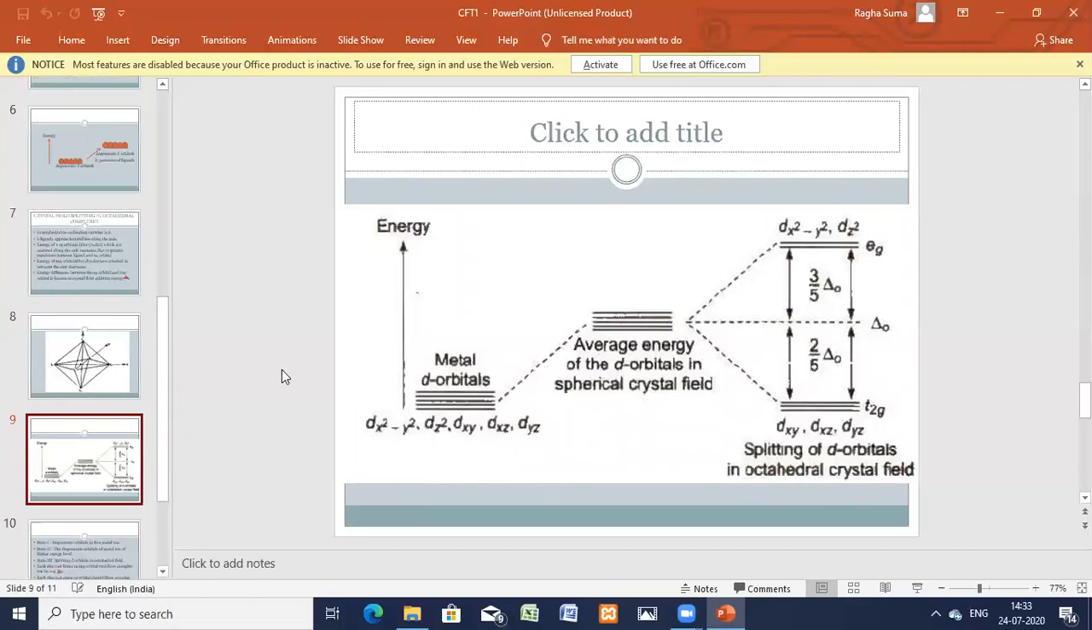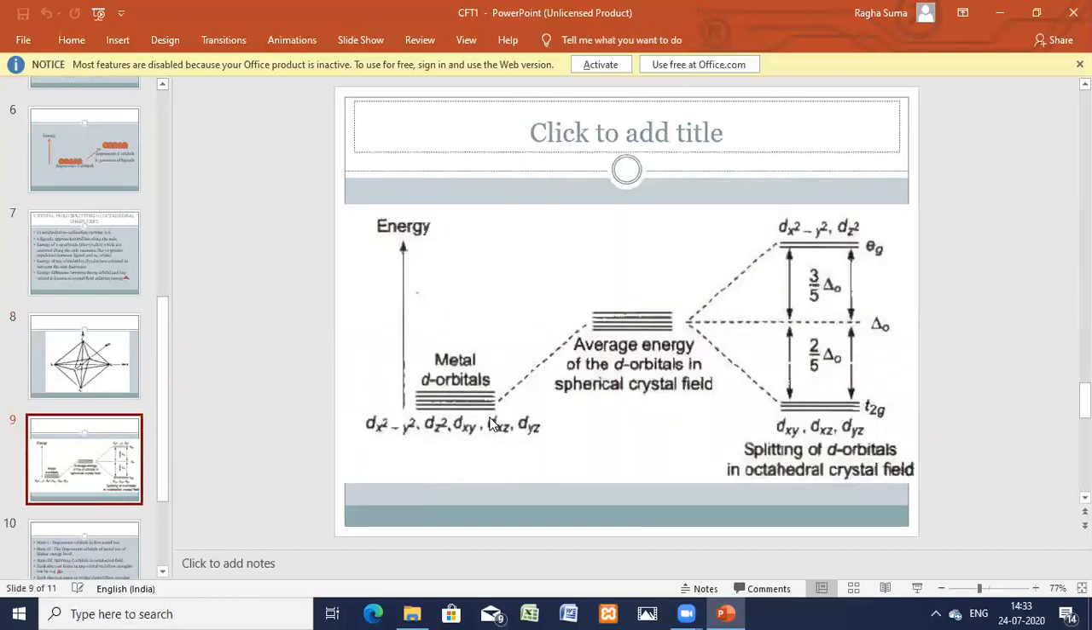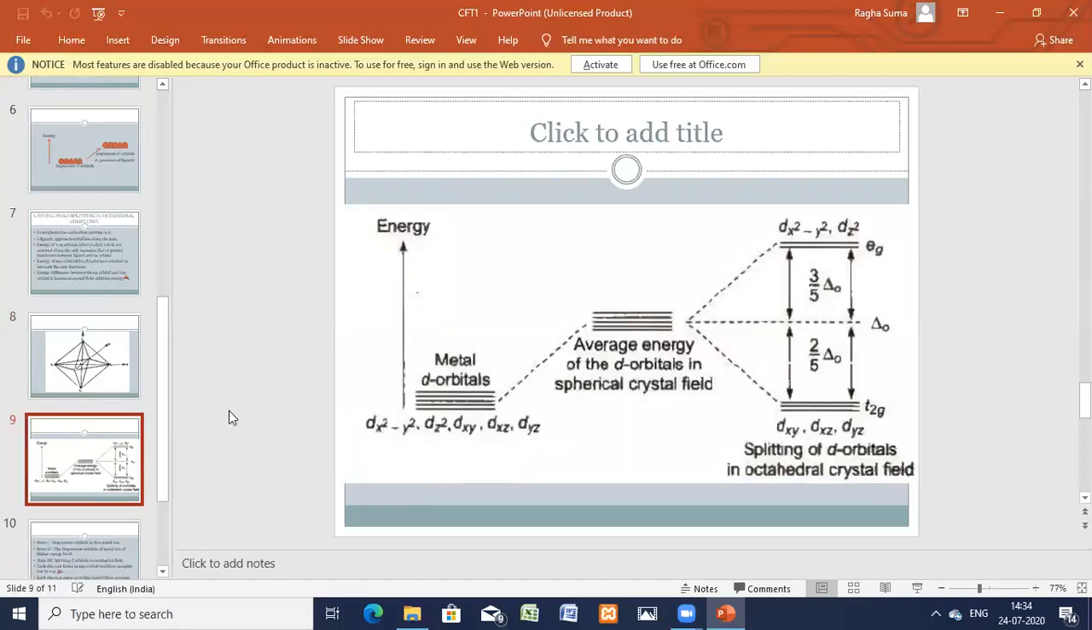Now the ligands are approaching. Here you can see that ligands are approaching. What happens? Energy is increasing, compared to the previous diagram. Here, all of them are degenerate orbitals in the metal. As the ligands are approaching, the average energy has increased. Now the splitting has taken place as the ligands have approached nearer.